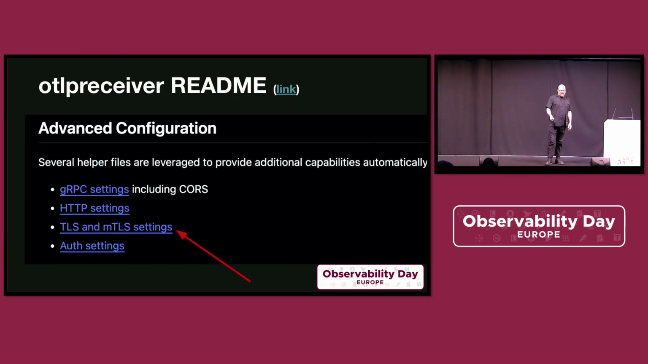And if you pop over to the README in the collector repository, you will see a section down below under advanced configuration. And one of those advanced configurations is TLS and MTLS. One small word of caution: when you click that link, you will go to another document which describes TLS settings for both client and servers, so for both exporters and receivers, and they're kind of mixed together. Don't make the mistake of using the wrong configuration directive when it's not appropriate.